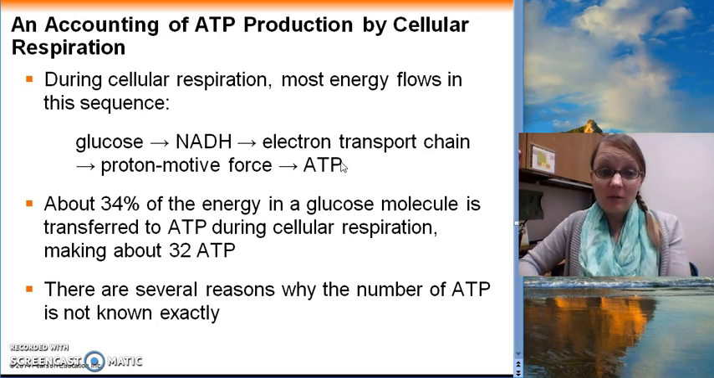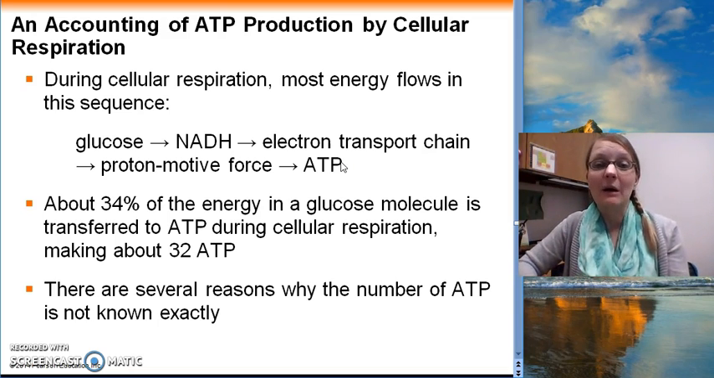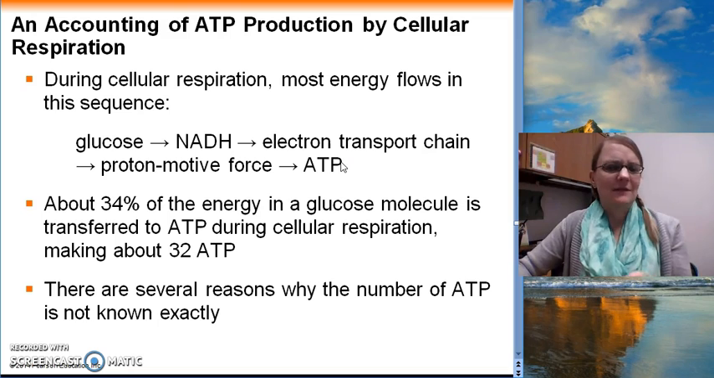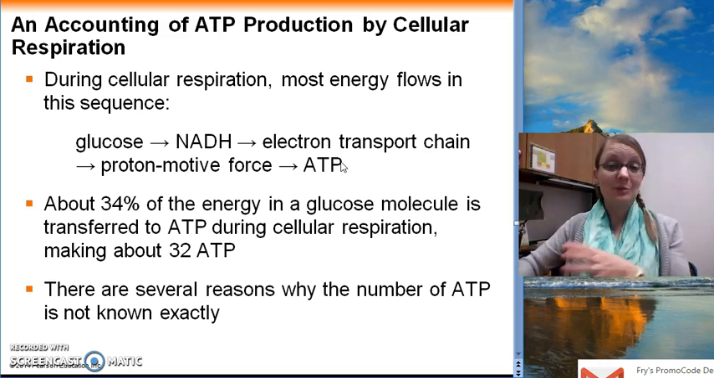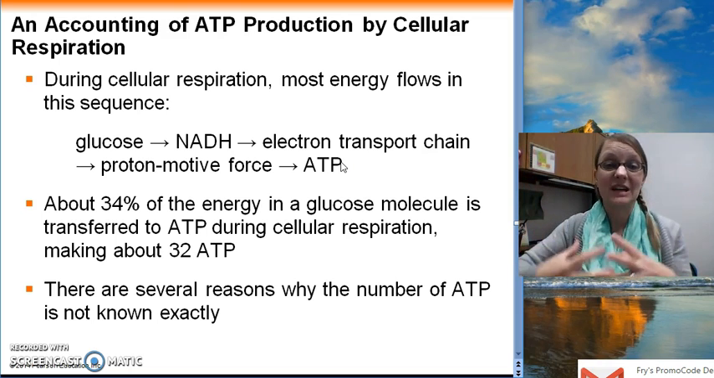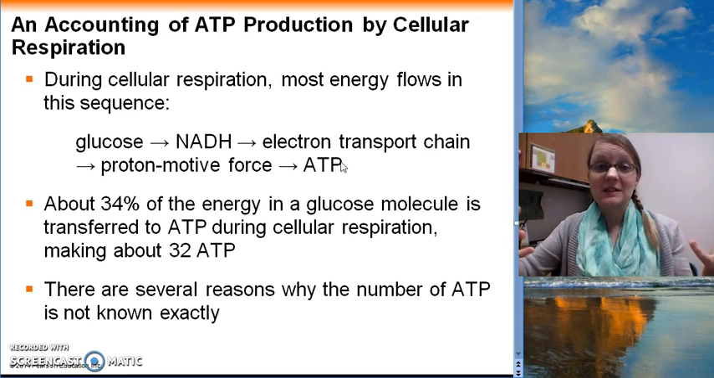Alright, so now, if we think about it, cellular respiration, this is a really complicated process. The downside is that it's actually not very efficient. Only about 34% of the energy in a single glucose molecule is actually transferred to ATP during cellular respiration, and this ends up making about 32 ATPs, which we discussed earlier. Now, 34% doesn't seem very efficient, right? But if you think about it, your car, for example, might only be in the 20s in terms of efficiency, how much energy it can actually use from the gasoline in the tank to physically drive your car. And the rest of it is lost as heat, right?